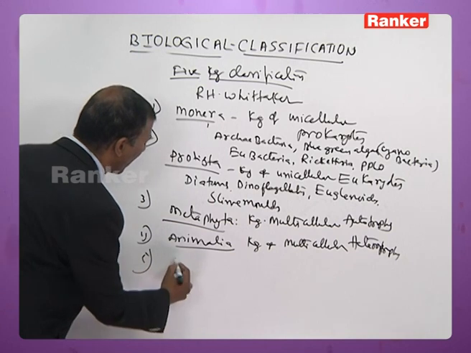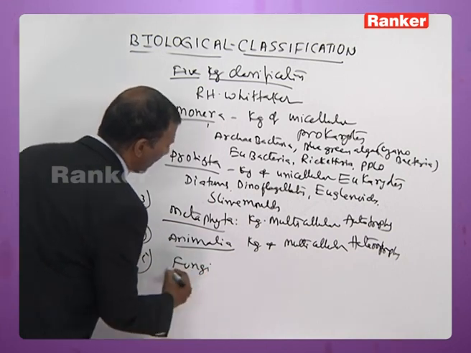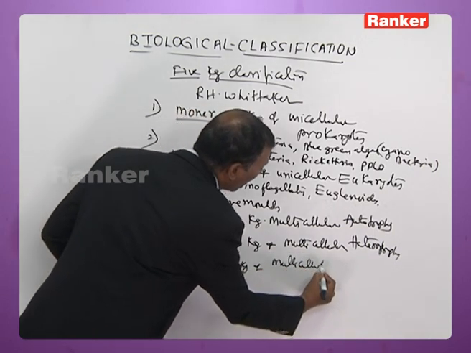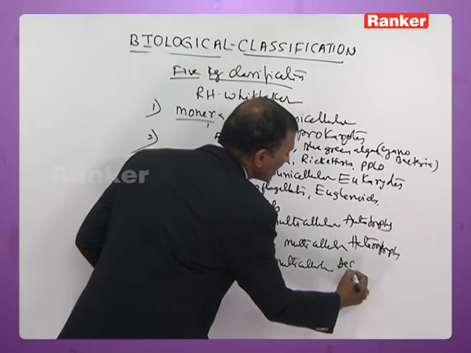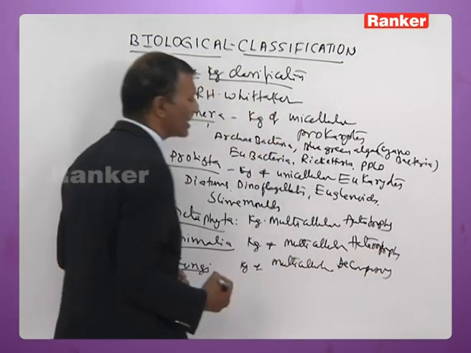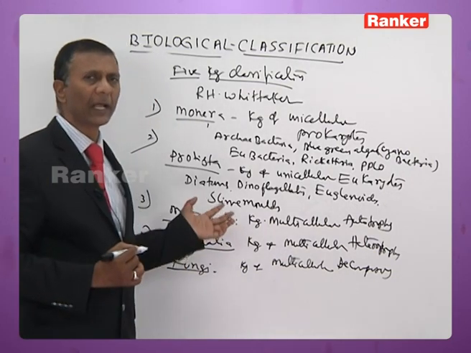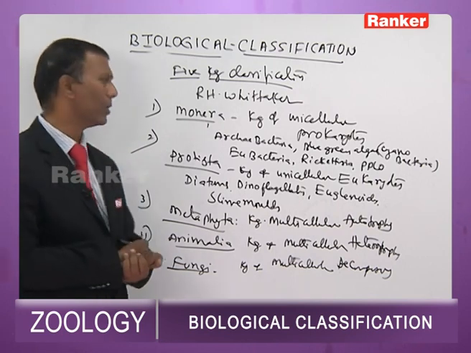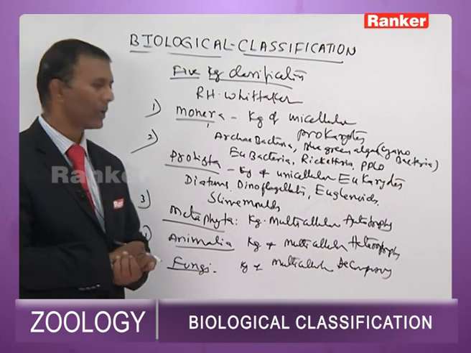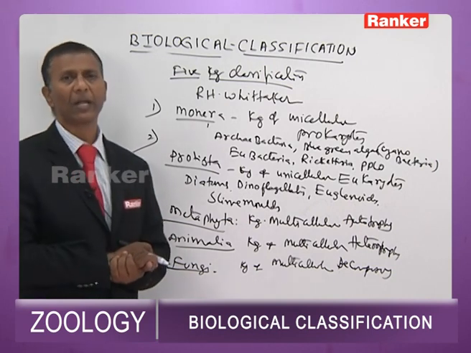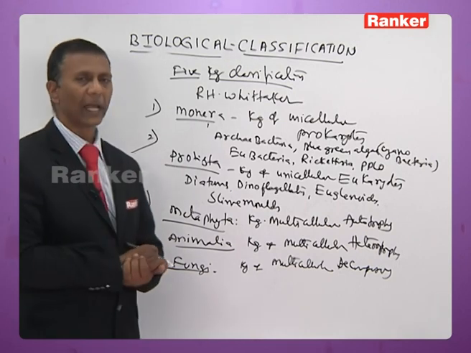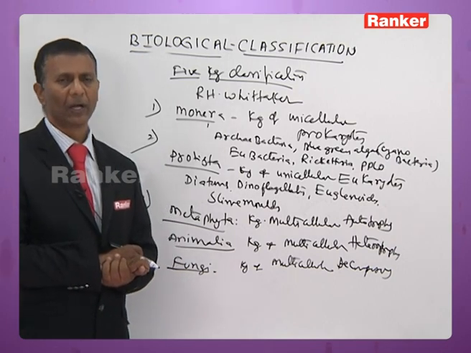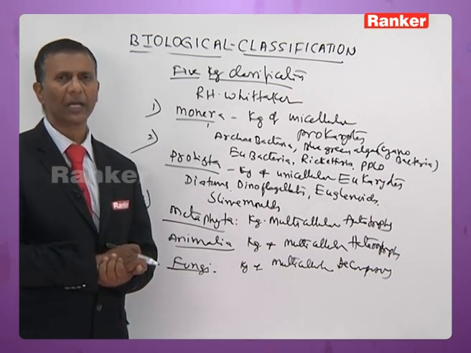Then you have fungi. Fungi is the kingdom of multicellular decomposers. So these are all the 5 kingdoms created by R.H. Whittaker. Monera, kingdom of unicellular prokaryotes. Protista, kingdom of unicellular eukaryotes. Metaphyta, kingdom of multicellular autotrophs. Animalia, kingdom of multicellular heterotrophs. Fungi, kingdom of multicellular decomposers. Now we shall do this in detail later on in the next class.